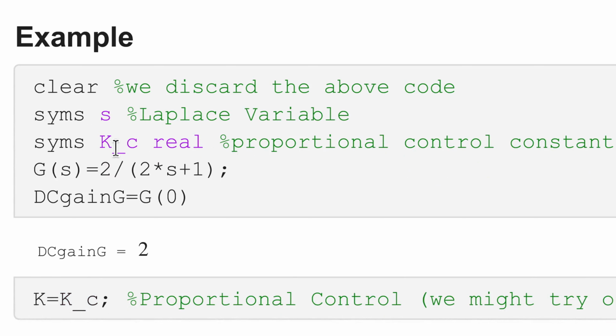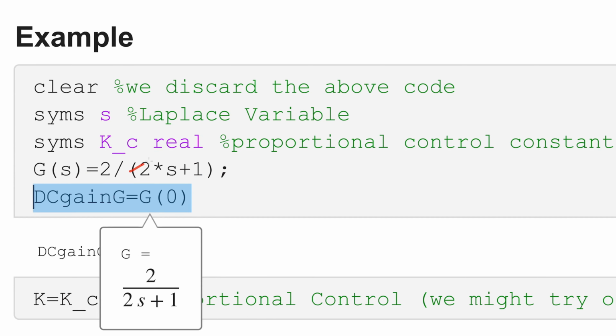In my example, Kc will be the symbolic proportional gain. This will be my controlled process, whose DC gain is 2. Final value theorem tells me that in open loop, step input will have a final value given by the transfer function replacing s by 0. Remember, Laplace variable s stands for derivatives, and things in equilibrium have 0 derivatives.